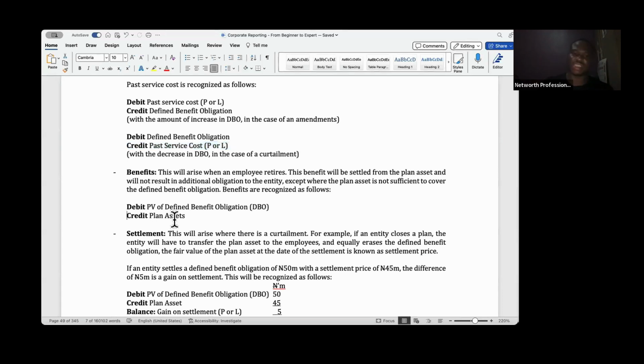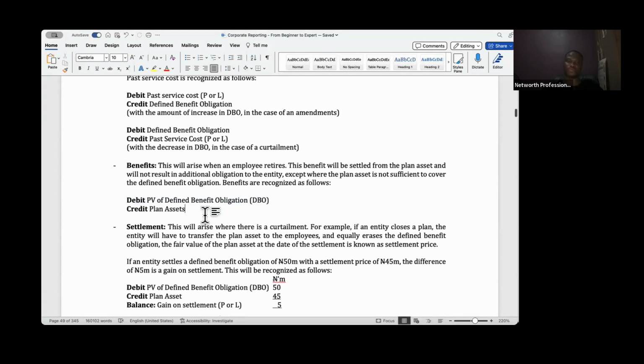That's why we are crediting the plan asset, because your plan asset is going to reduce. And of course, it will reduce some part of your liability as well, because I'm not owing him again. So I debit my liability as well. So it nets off. That's how benefits are treated based on what the actuary is going to give to you.